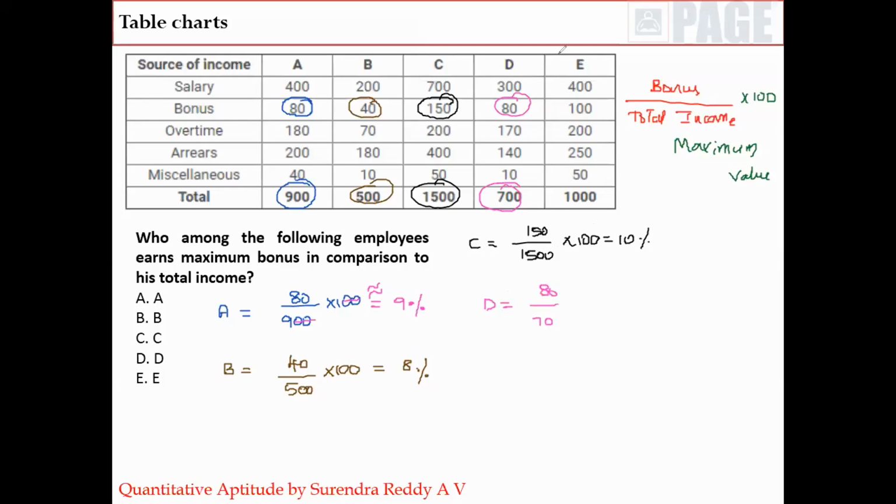how to do speed calculations. So let us approximate the numbers. No need to figure out the exact calculations. For person E, the bonus is 100 rupees when we compare with the total income of 1000. How do we convert it to percentage? Into 100, which is again 10%, right? So among all these values, which is the maximum value?